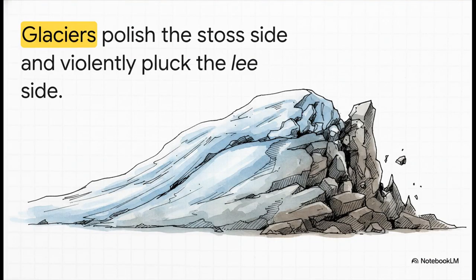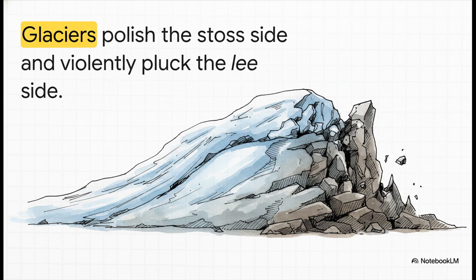Honestly, it sounds like a delicate French pastry, doesn't it? But it's actually an incredibly violent geological feature. Because of their immense crushing weight, glaciers reshape the Earth using two massive forces. When a huge glacier moves over a hill of solid rock, the side facing the oncoming ice, which is called the stoss side, gets smoothed and polished completely flat by grinding abrasion.